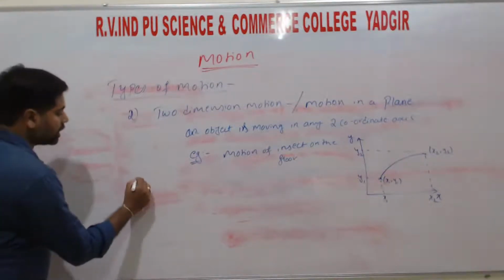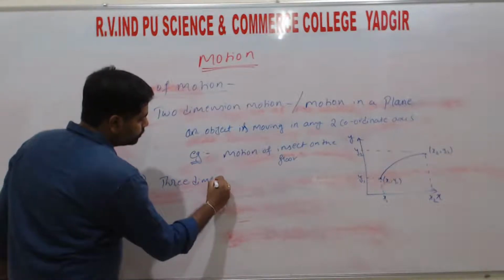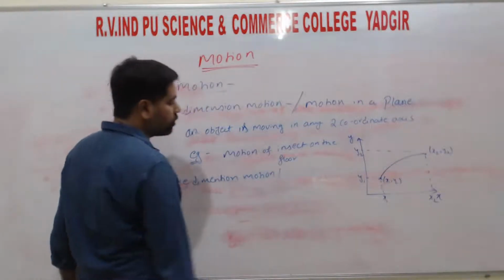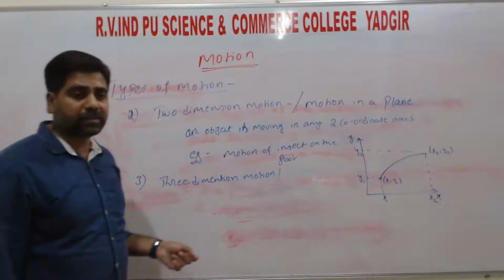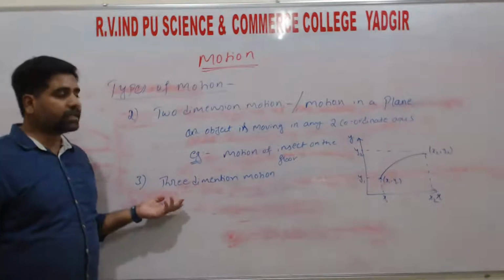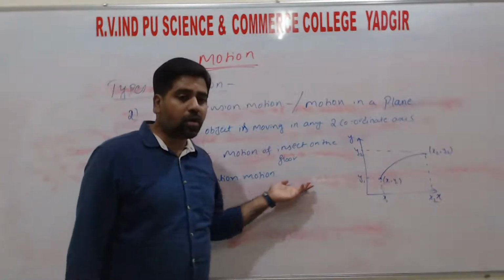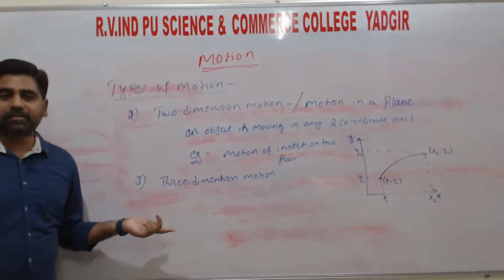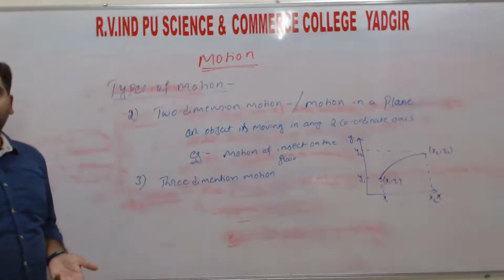Next, the third one is three dimension motion, or we call it motion in a space, right? Three dimension means the object is moving in free space, that is, it uses all three coordinate axes: the x-axis, y-axis and z-axis, right? That type of motion we call three dimension motion, right?